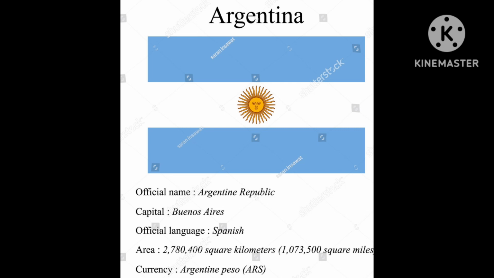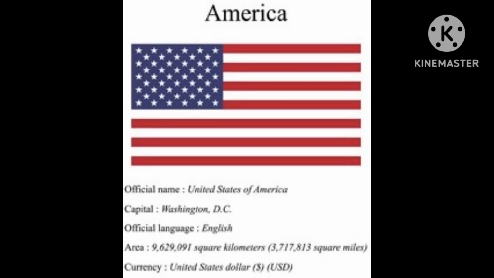Okay, the next country is Argentina. The capital of Argentina is Buenos Aires, and its official language is Spanish. Its currency is the Argentine peso. You can also watch the flag. United States of America, Washington DC is its capital. Official language is English and the currency is the United States dollar. You can also watch the flag of America on the screen.